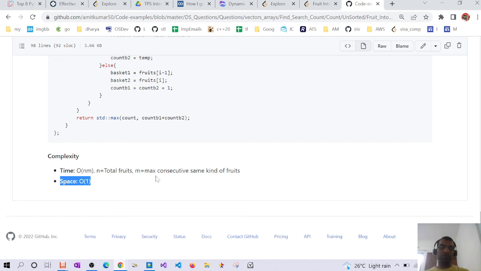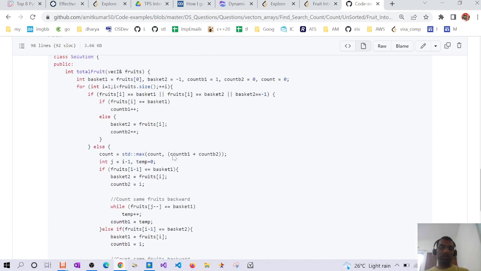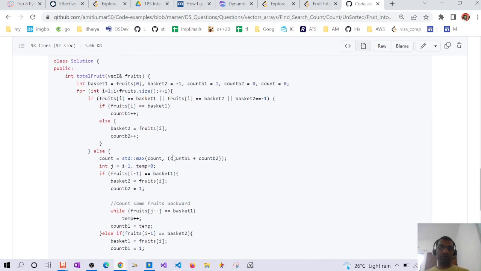The space complexity is O(1) because there is no data structure or anything of that sort taken.